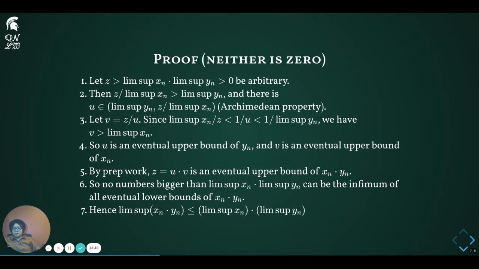Notice that this u is greater than lim_sup of y, as we hoped, and also less than z over lim_sup of x. This is useful because if we set v to be z over u, then some arithmetic shows that v also has to be greater than lim_sup of x. So our job is done. We wrote z as a product of two numbers, one of which is greater than lim_sup of x, the other greater than lim_sup of y, and the rest follows from our prep work.